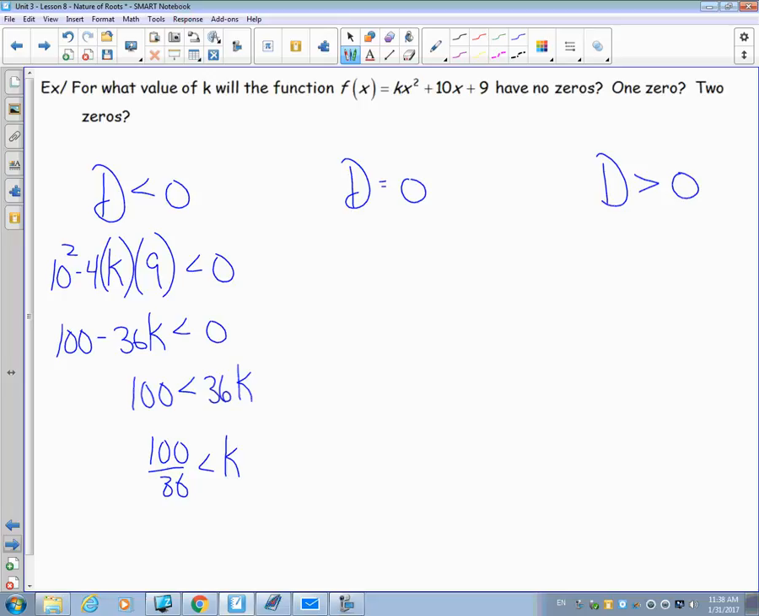You could try what you want. Let's try k is 5. What would happen? Well, I get 100 minus 36 times 5. That's a negative. That won't work.